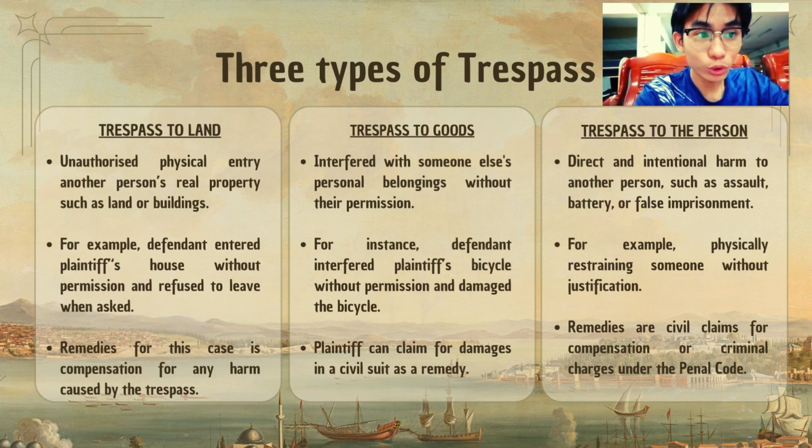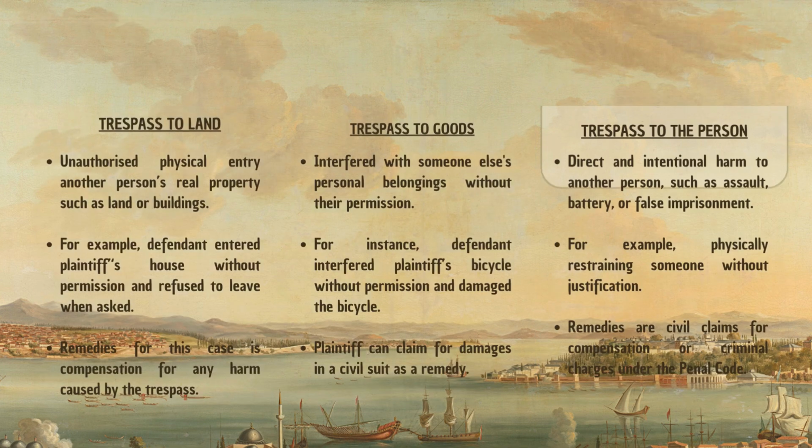The third one is trespass to the person. Direct and intentional harm to another person such as assault, battery, or false imprisonment. For example, physically restraining someone without justification. Remedies are civil claims for compensation or criminal charges under the Penal Code.